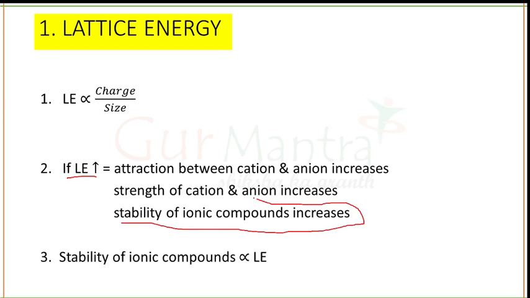This is the most important point: if lattice energy increases, stability of ionic compounds increases. If some question asks you about the order of stability of ionic compounds, simply see the order of lattice energy, and the order of lattice energy depends on this point: lattice energy is directly proportional to charge upon size. So stability of ionic compound is directly proportional to lattice energy, or you can say to charge upon size.